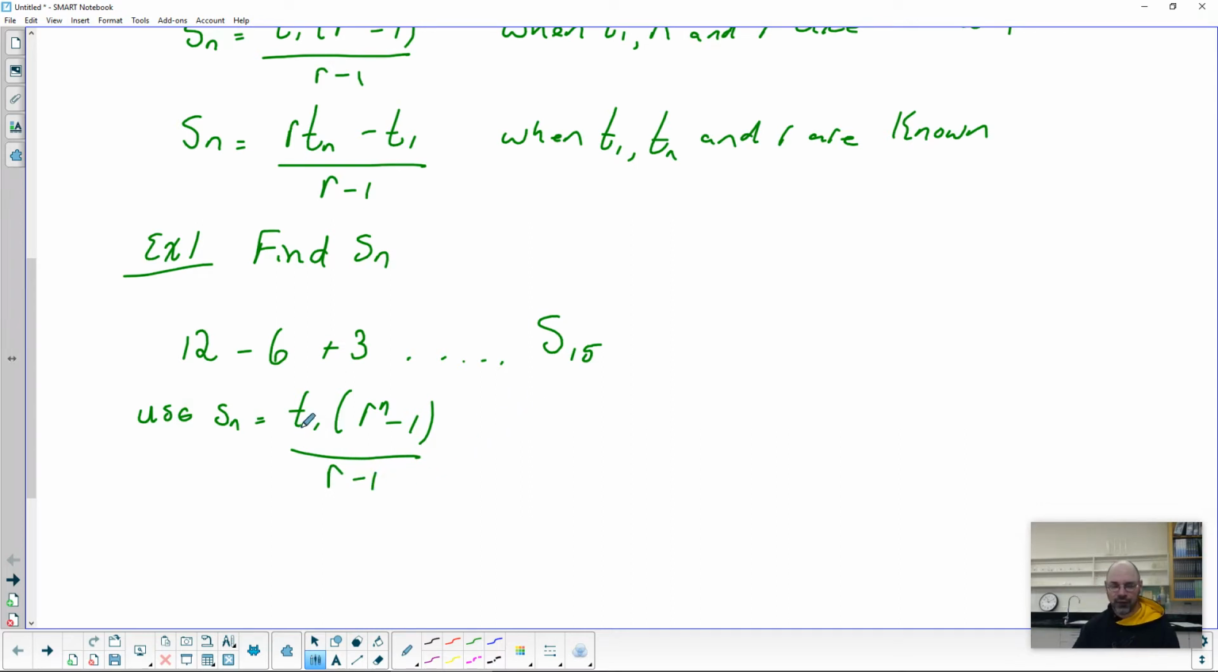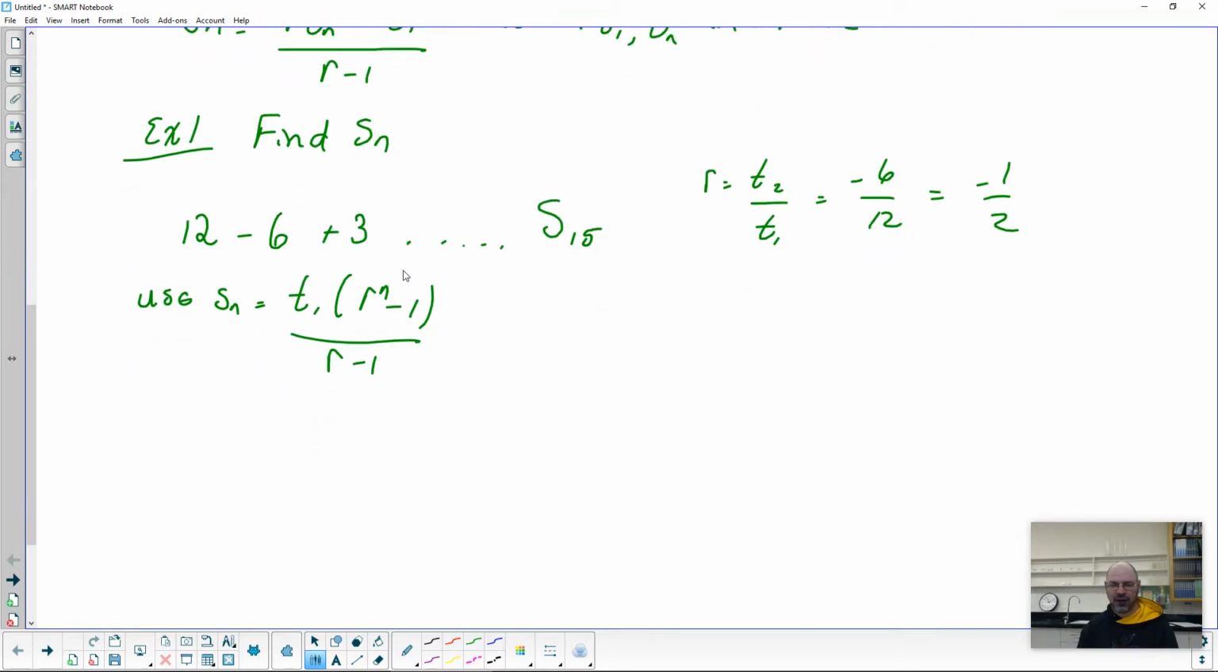Here we have to figure out what R is because we don't know specifically. We have to calculate it. So R is going to be T2 divided by T1, so -6 divided by 12. That's negative a half. That makes sense. 12 times negative a half is -6. -6 times a half is +3. Now that we know that, we're going to plug it in and calculate it.